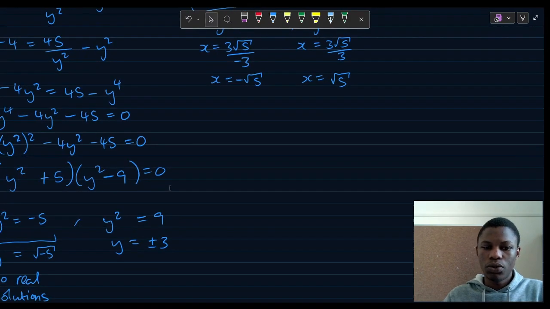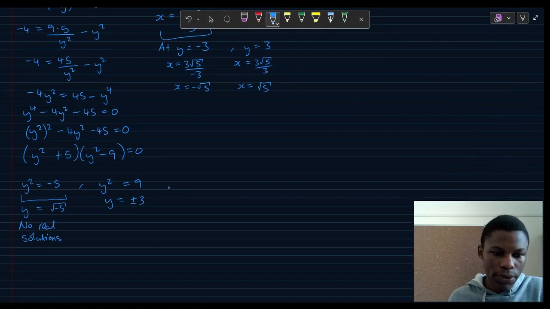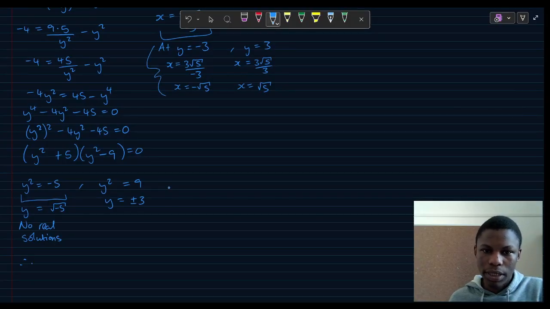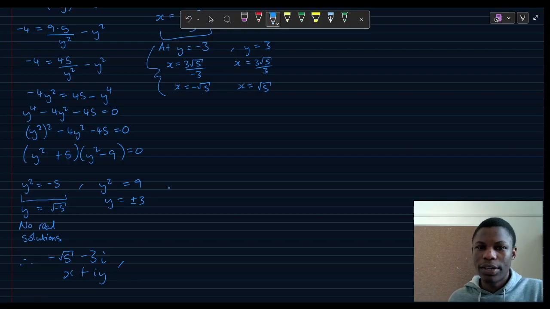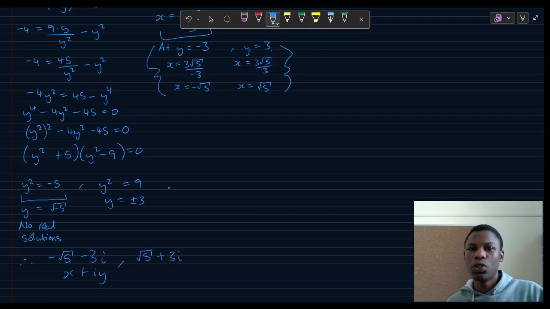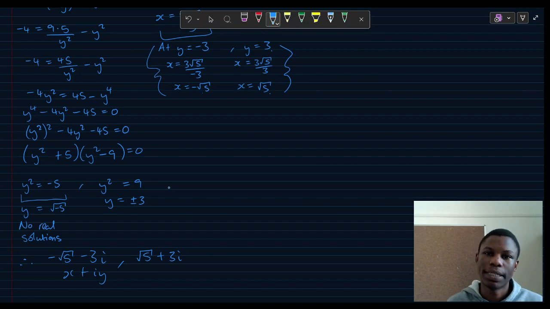And so the two square roots are this combination here, which is x is negative root 5 and y is negative 3. So negative root 5, negative 3i, because remember, it's in the form x plus iy. Or we could have this combination here, which is root 5 plus 3i. Those are the two square roots of our complex number.